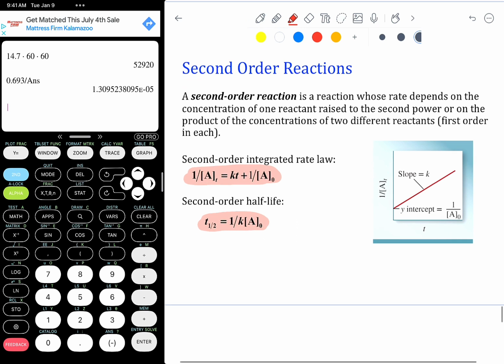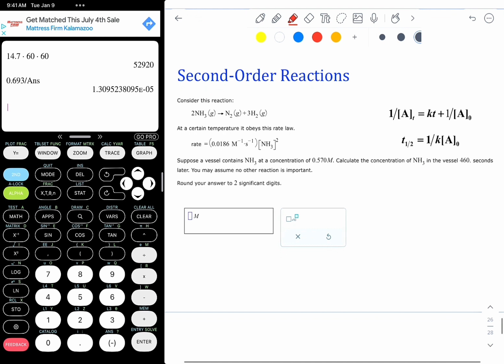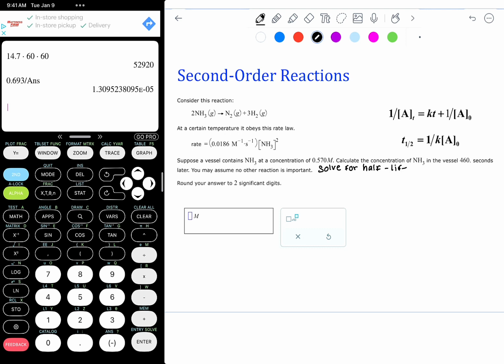So let's jump into practicing that. For the following reaction at a certain temperature, it has the rate law: rate is equal to 0.0186 times the concentration of NH3 squared. Suppose a vessel contains NH3 at a concentration of 0.570. Calculate the concentration of NH3 in the vessel at 460 seconds. And then I also want to add on here, let's solve for the half-life. Let's just do both since we have the equations for both.